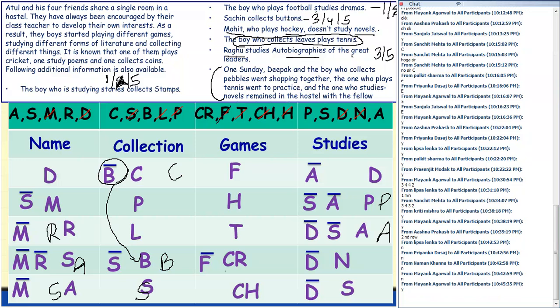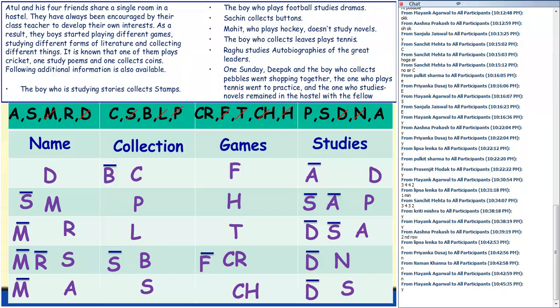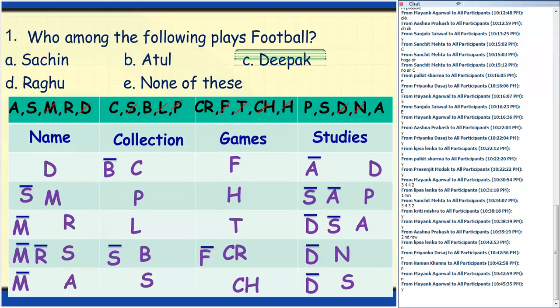All right. Let's move to the next questions now. Question number 1. The answer is option C, Deepak. Who among them plays football? So you can say football and Deepak. Deepak plays the football.